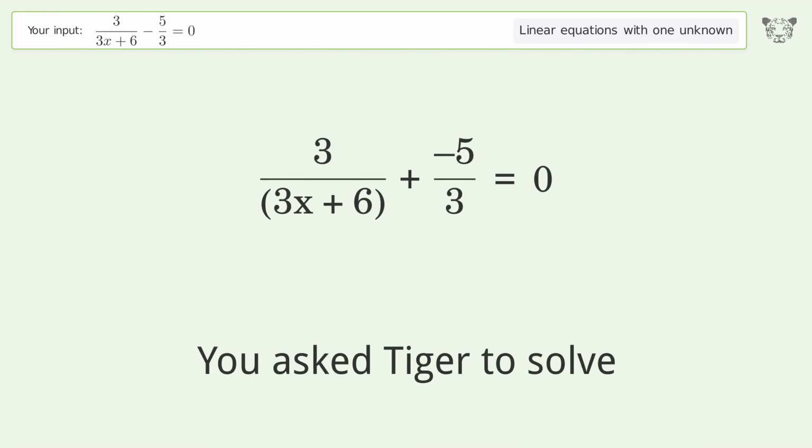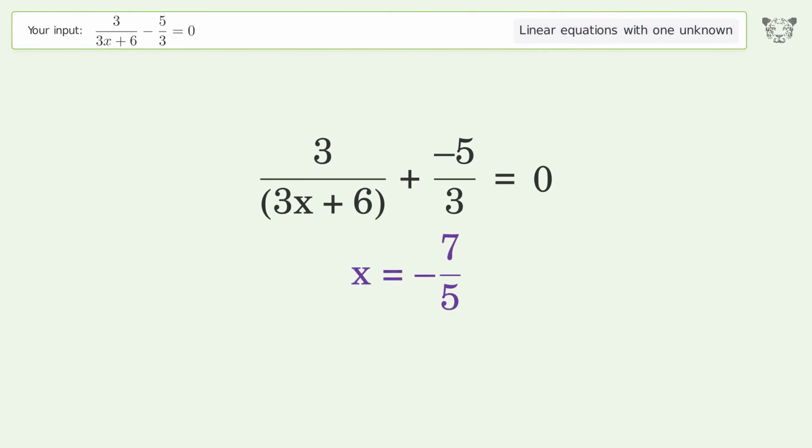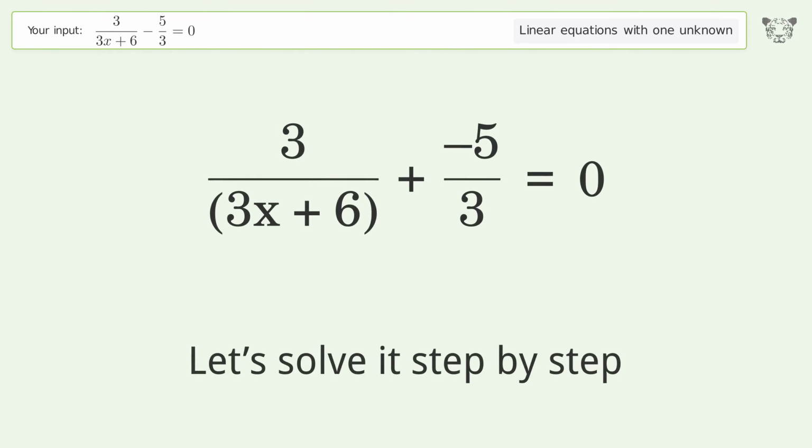You ask Tiger to solve this. This deals with linear equations with one unknown. The final result is x equals -7/5. Let's solve it step by step.